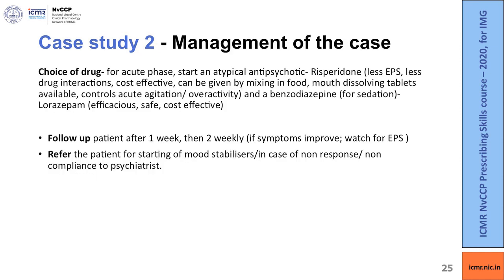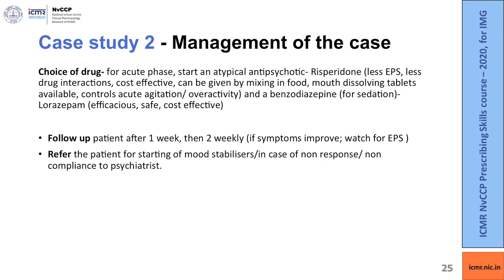So how do we treat this patient? We treat this patient using an agent that is risperidone, which will help to control the acute phase. Why risperidone? Because it causes less extrapyramidal symptoms, has less drug interactions, is cost effective, and can be given by mixing in food or mouth dissolving tablets.